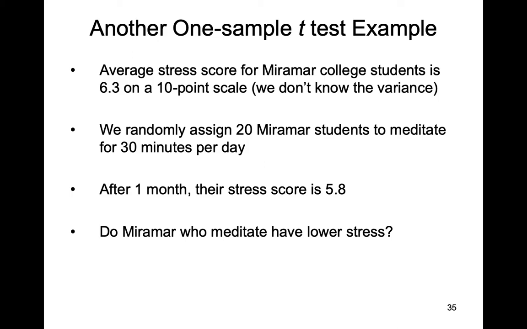Okay. Now, keep in mind, we're not trying to answer this question about these 20 students, okay? Because their mean is 5.8. 5.8 is less than 6.3. What we're trying to do is make a conclusion about all Miramar students who meditate. That is, would it be effective for everyone? So we're not trying to make a conclusion about just the 20 people in our sample. We're trying to make a conclusion about all Miramar students in our population based on the 20 people in our sample.